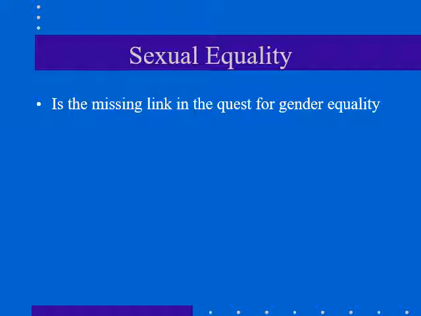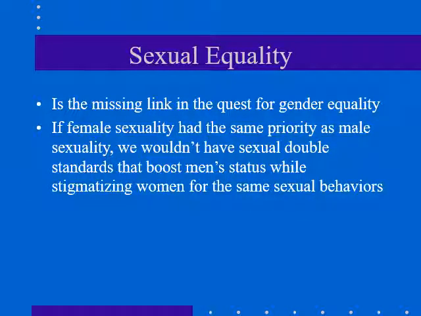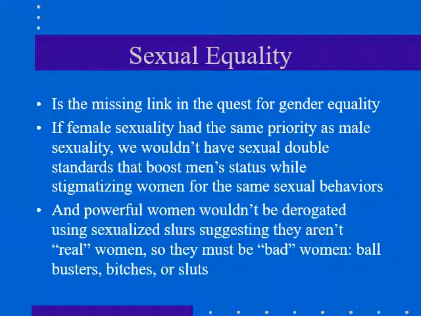Women have made all kinds of strides, all kinds of progress in the workplace, less so in the home, but it's getting better. It's just, sexual equality seems to be the elusive missing link. If female sexuality had the same priority as male sexuality, we wouldn't have sexual double standards that boost men's status while stigmatizing women for the same sexual behaviors. They wouldn't exist because people would be celebrating female sexuality the same way they celebrate male sexuality. And also, powerful women wouldn't be derogated using sexualized slurs, suggesting they aren't real women.